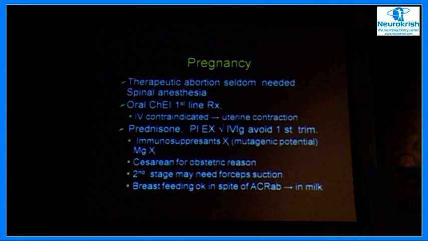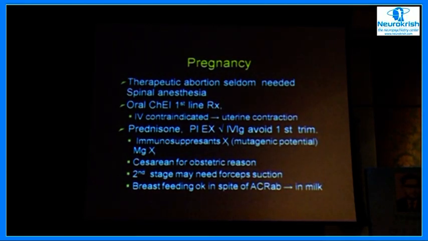Oral cholinesterase inhibitors are the first line treatment. IV one should not give because it may lead to uterine contraction. Prednisolone, plasma exchange can be used. IVIG is to be avoided in the first trimester. Immunosuppressants and magnesium to be avoided.